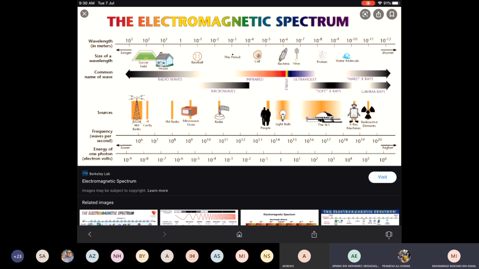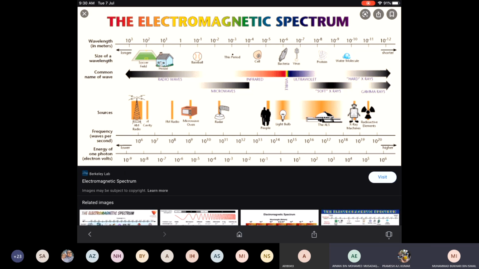Okay, now look at the bottom of the diagram. Now we are talking about frequency. To the left, dia punya frequency dia become lower. Nampak tak? Dan ni 10^6 first. Tapi kalau to the right, become higher.